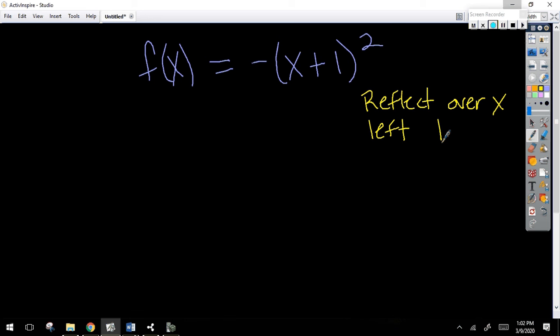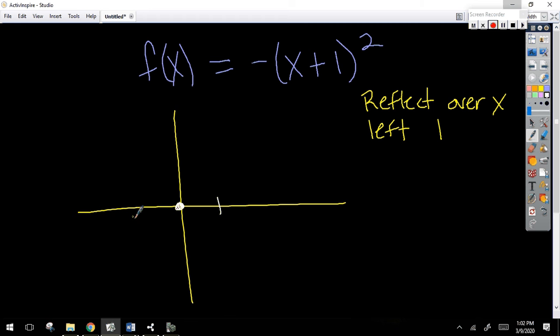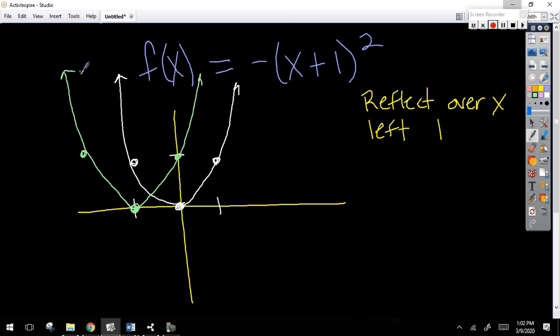So I need to first get that parent graph. That parent graph is 0, 0, 1, 1, negative 1, 1. The shift over is easy: left one, just move them all over 1. But what is this going to look like reflected over the x-axis? So these new points are 0, 1, negative 1, 0, and negative 2, 1.